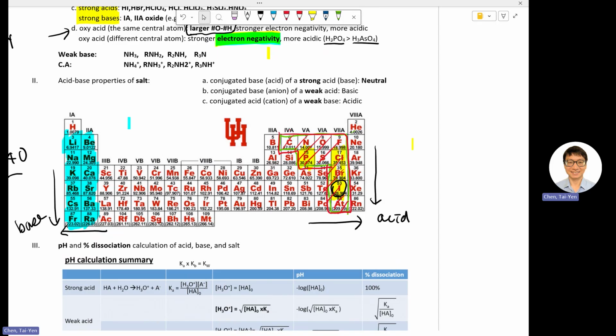Then we talked about the oxoacids, right? They always have this form, HxAOy, with a center atom. If you have more oxygens than hydrogens, then that one will have a stronger acidity. But if you have different central atoms, then you should discuss the electronegativity of the central atom. Whichever is stronger, that is going to be the stronger acid. Those are the rules that you need to memorize to make the predictions.